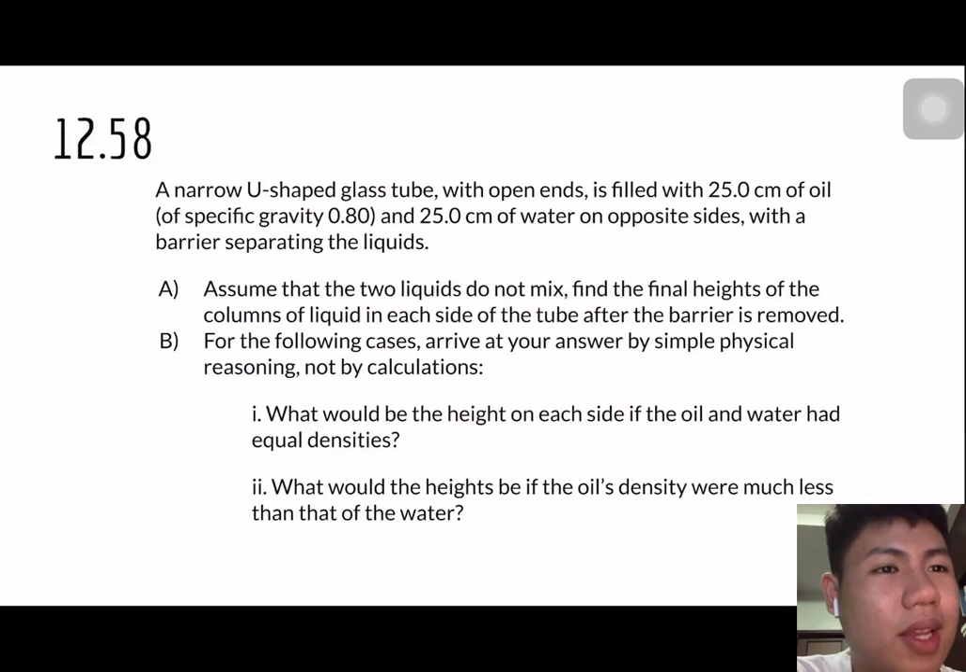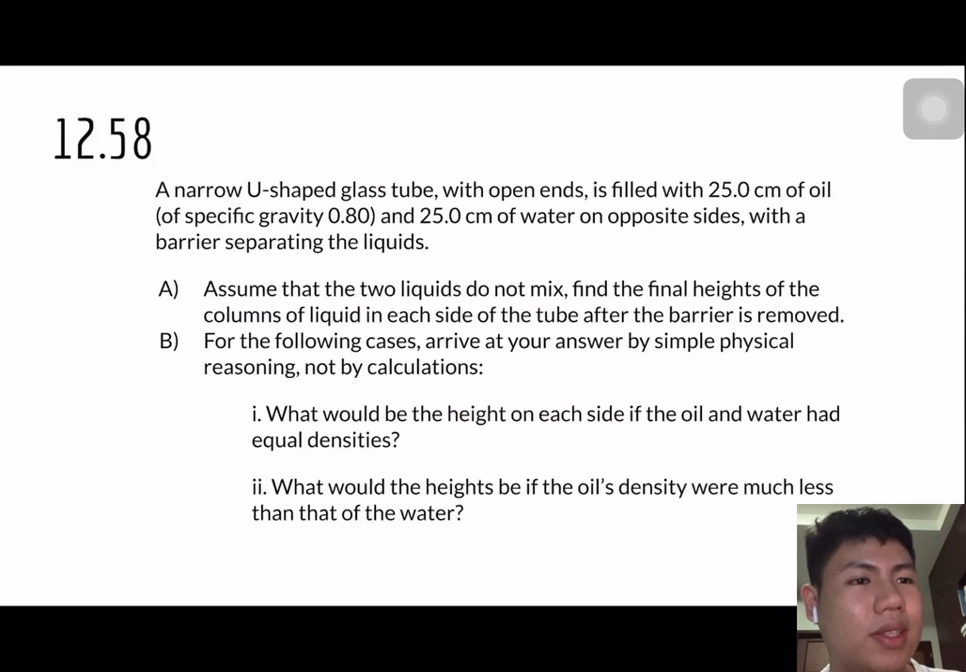A narrow U-shaped glass tube with open ends is filled with 25 centimeters of oil with a specific gravity of 0.8 and 25 centimeters of water on opposite sides with a barrier separating the liquids. Assume that the two liquids do not mix. Find the final heights of the columns of liquid in each side of the tube after the barrier is removed. For the following cases, arrive at your answer by simple physical reasoning, not by calculations. What would be the height on each side if the oil and water had equal densities, and what would the heights be if the oil's density were much less than that of water?